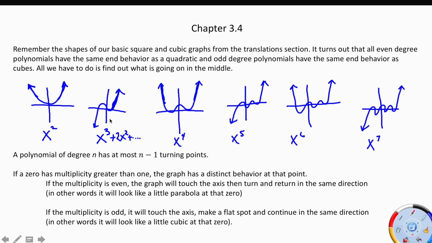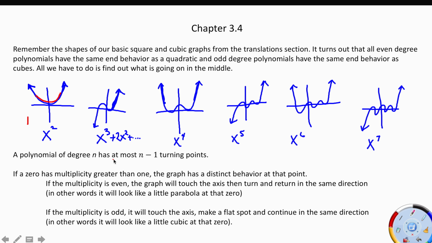Okay, and we know that a polynomial of degree n has at most n minus 1 turning points. Turning points are these humps we call. Here this graph turns and goes down, then it turns and goes back up. This one turns and goes up, turns back down, turns back up. So an nth degree polynomial can have at most n minus 1 turning points, meaning a second degree polynomial can have at most 1 turning point, which is our parabola shape.